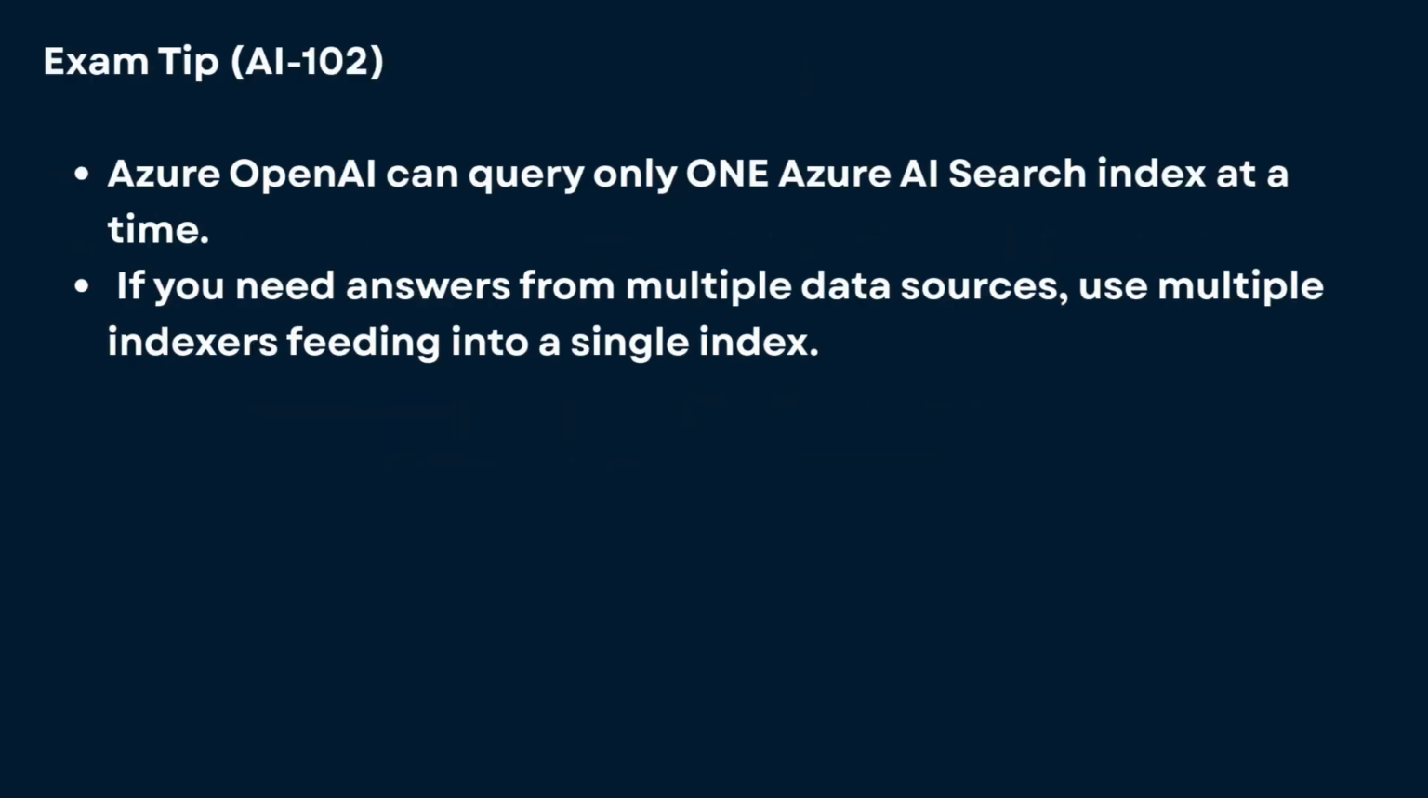Exam tip: AI-102. When using Azure OpenAI with your own data, OpenAI queries one search index only. Multiple data sources require multiple indexers feeding one index. Always remember, one response equals one index.